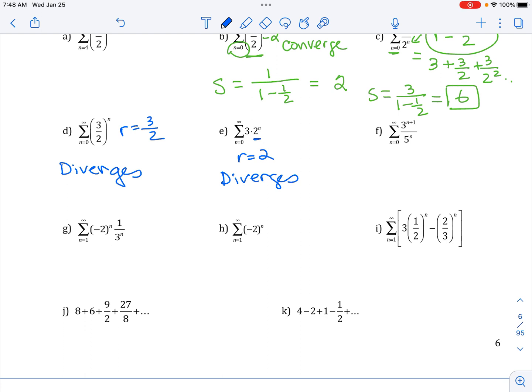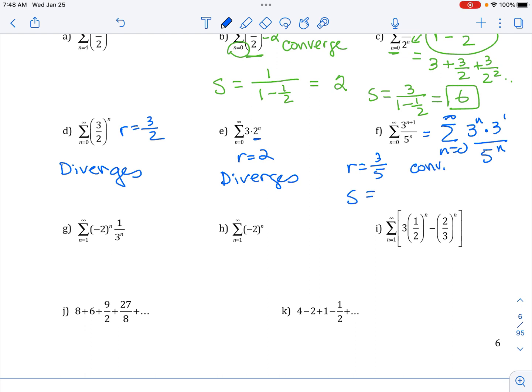Sometimes you may need to use properties of exponents to simplify things, so I would rewrite this like this. This 3 to the n plus 1 is really the same as 3 to the n times 3 to the first. So if it's written like this, now you can see that your R is 3/5, right? It is what is being raised to the nth power. So that is less than 1, so there is going to be a sum, so I do know it converges.